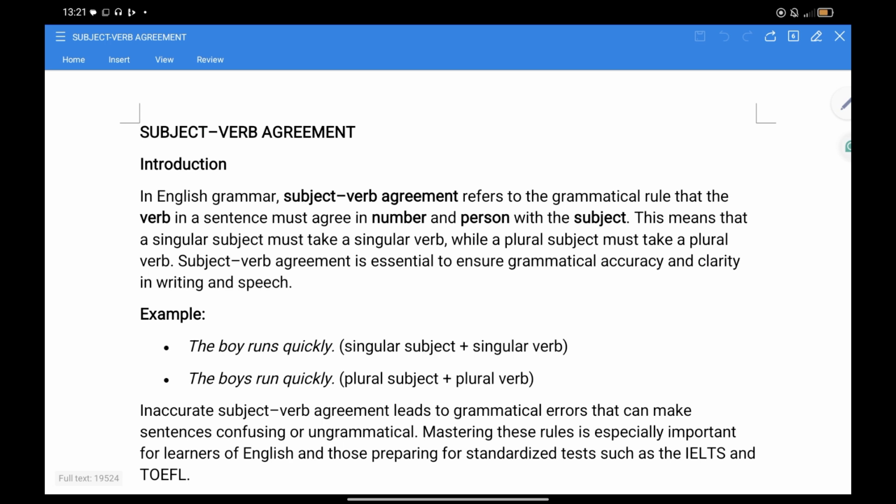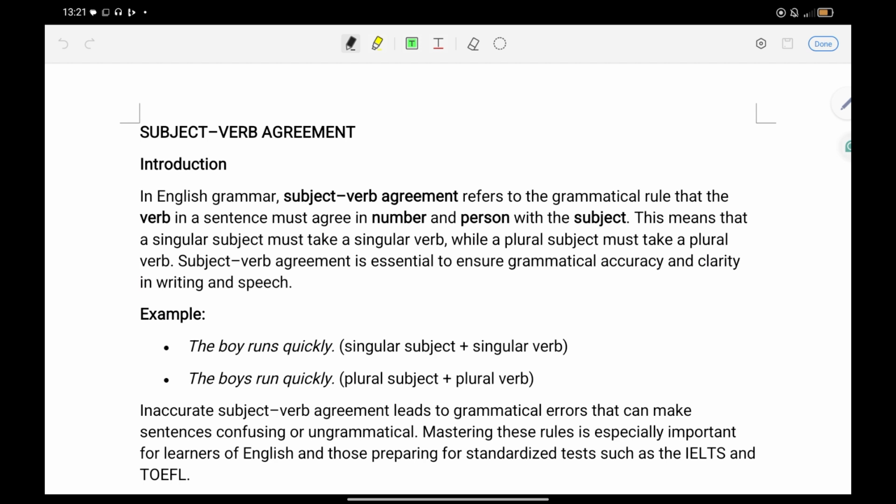In this class we'll discuss a very important topic if you're taking any test. It could be the SAT, it could be IELTS, it could be TOEFL, it could be GCSE, it could be JAM, it could be WAEC, whatever English language test you're taking. If you do not have a good grasp of subject-verb agreement, the chances of doing well are very low.